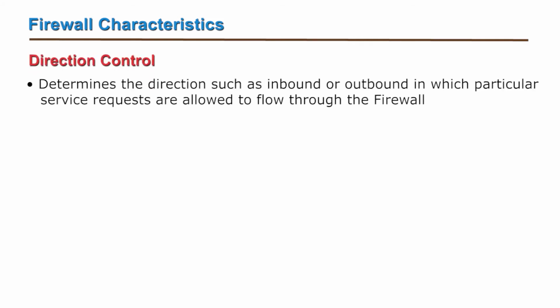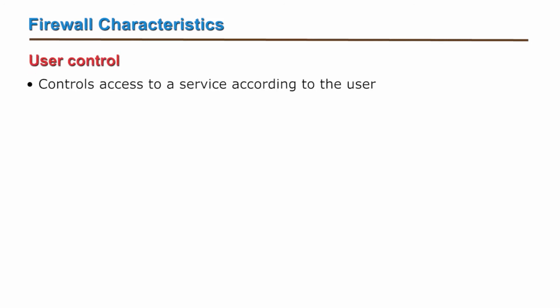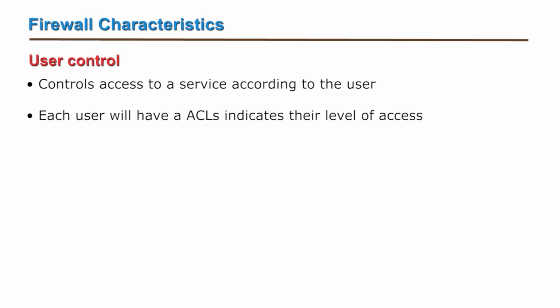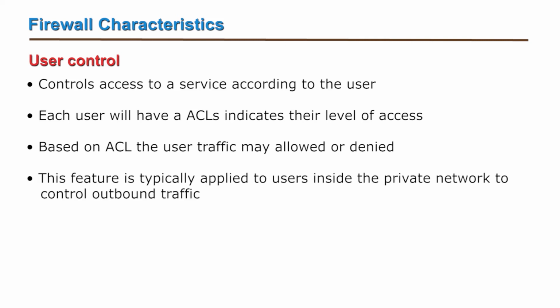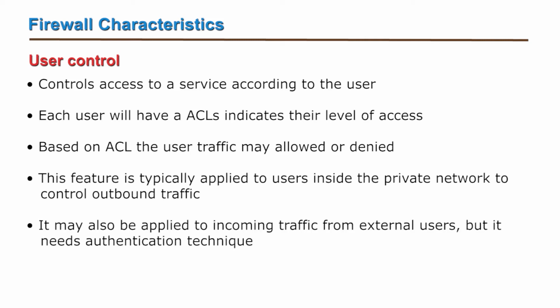Direction control. It determines the direction, such as inbound and outbound, in which particular service requests are allowed to flow through the firewall. User control. It controls access to the service according to the user. Each user will have an ACL indicating their level of access. Based on the ACL, the user traffic may be allowed or denied. This feature is typically applied to users inside a private network to control the outbound traffic. It may also be applied to incoming traffic from an external user, but it needs a proper authentication technique.